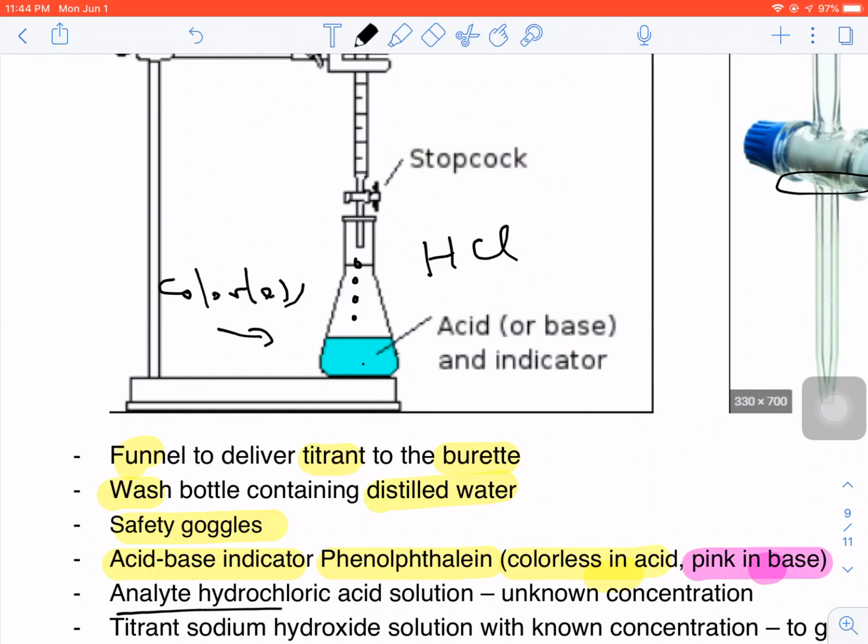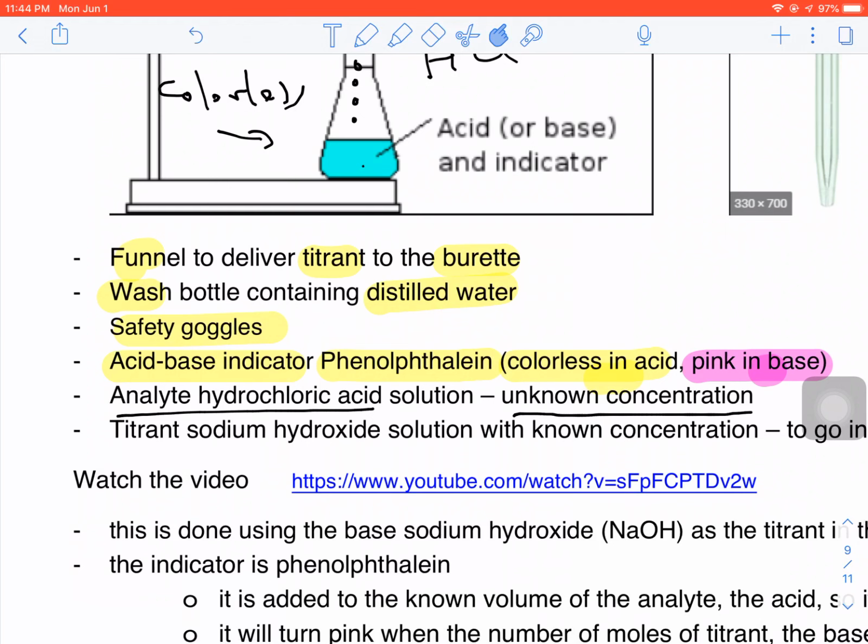The analyte is the acid, the thing that we're testing, because the whole goal here is to find the concentration of the acid. I'm going to be figuring that out by using sodium hydroxide, which is my titrant, and it has a known exact concentration. And then we're going to go from there.